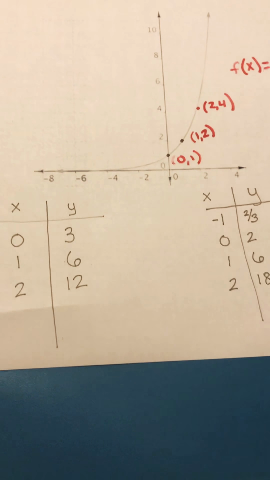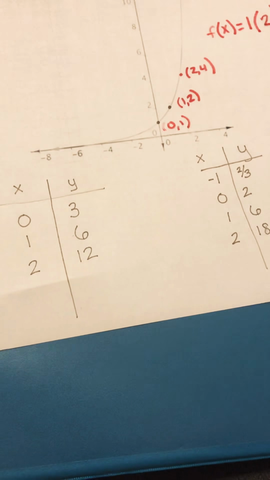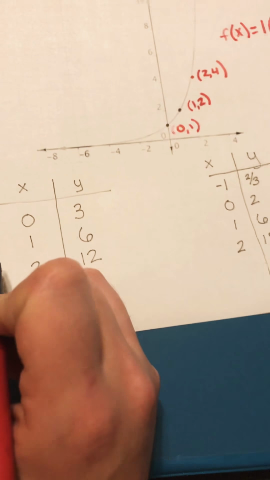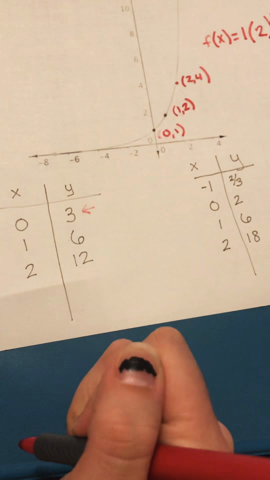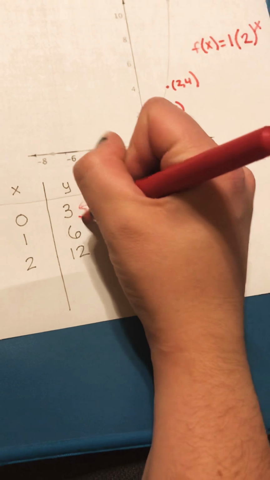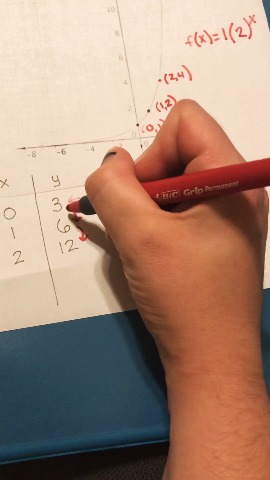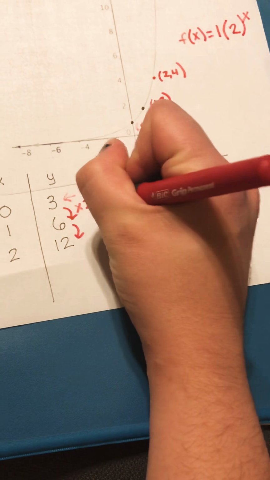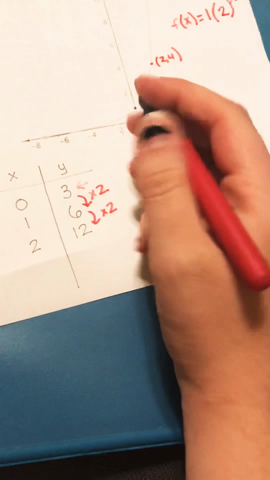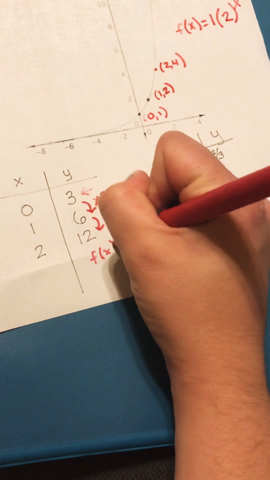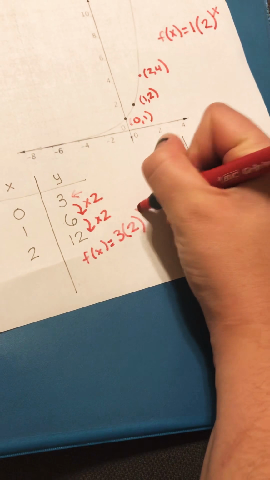Lastly, we have tables. Just like we did for the graph, you want to look for the y-intercept or the starting value in a table. Remember, when it's a y-intercept, the x value is 0. So this right here would be our starting amount. We also want to look for what it's multiplying by each time. 3 times what gives us 6? That's times 2. 6 times 2 gives us 12, so our multiplier would be 2. So our equation, f of x equals our starting value of 3 times 2 to the x.